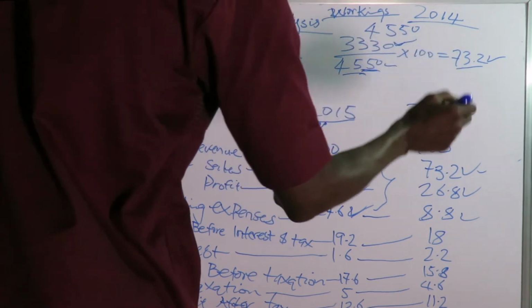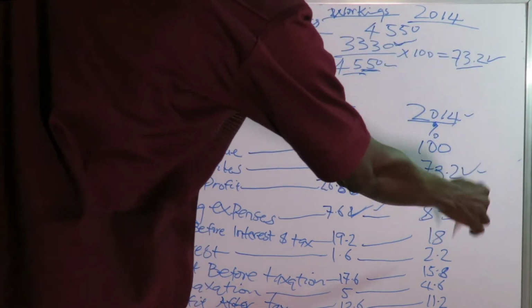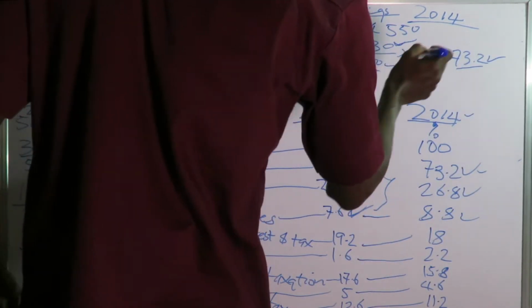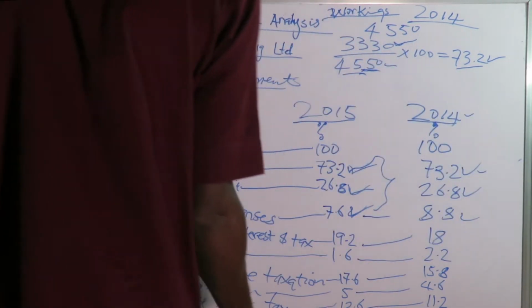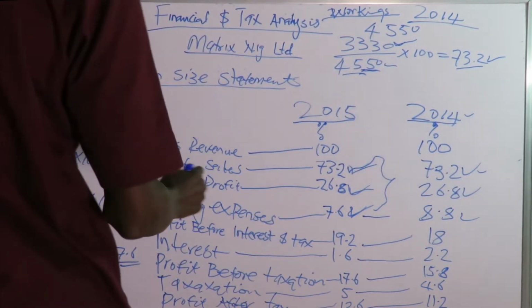So now let's work one more. I was thinking we can work for three, but we don't have the time. We don't have the space. So let's work for one more. Then we are working for gross profit.